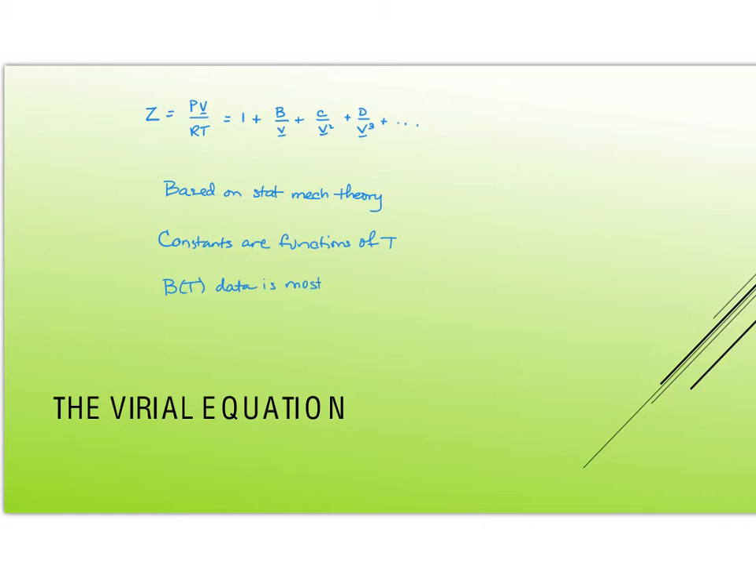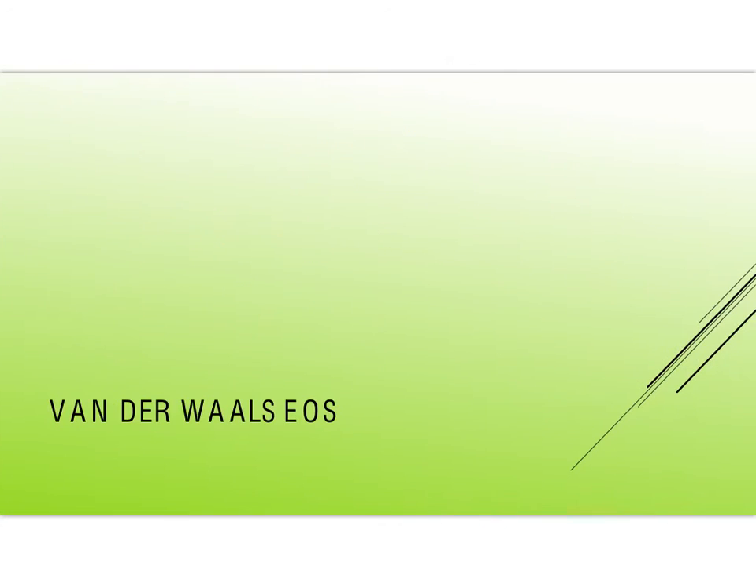And as a result, we're going to use a simplified form of this equation where we say Z is approximately equal to 1 over B, which is a function of temperature, divided by the specific volume. Next, let's look at the van der Waals equation. Now, it's P equals RT over V minus B minus A over V squared.